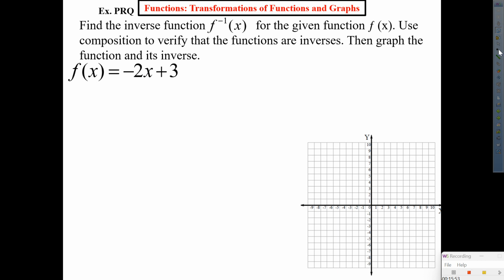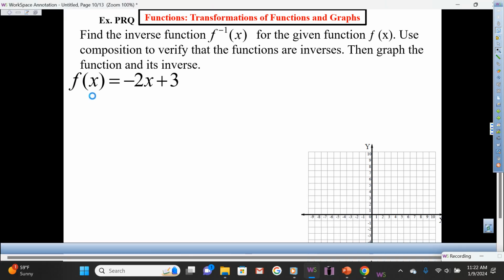Jacob, go. Oh, my bad. He's our guest right now. He's learning as we go. What do we do first? Yes, he said change this to y. Very good. All right, now that I got you started, finish off that inverse. I'll give you some time.